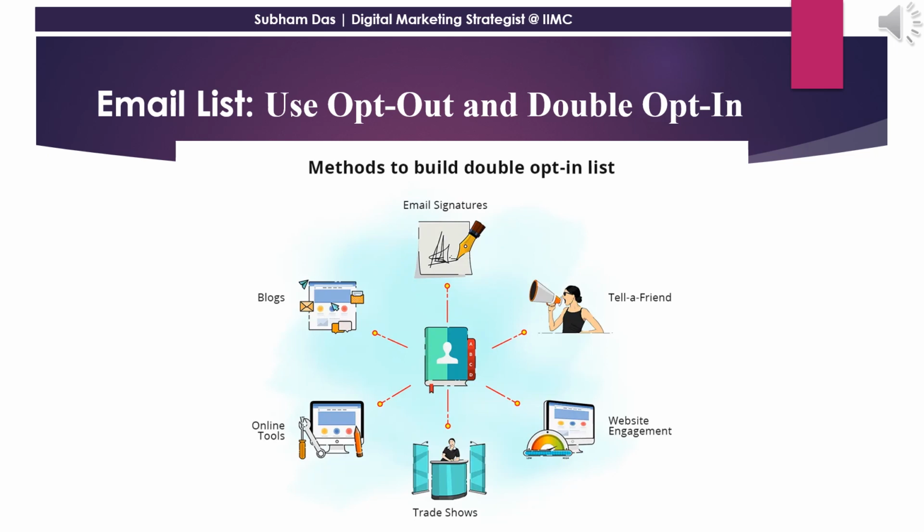Opt-ins are just once they say they want your newsletter, that's it. They are not confirmed once again. Like in double opt-in, they get a confirmation email. Do you want to subscribe to this newsletter? Are you sure? Kind of thing. So that is double opt-in.